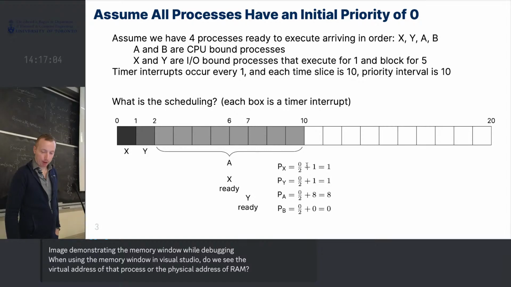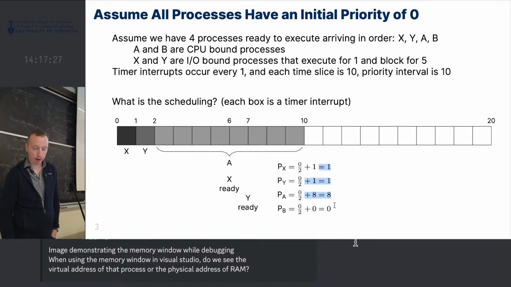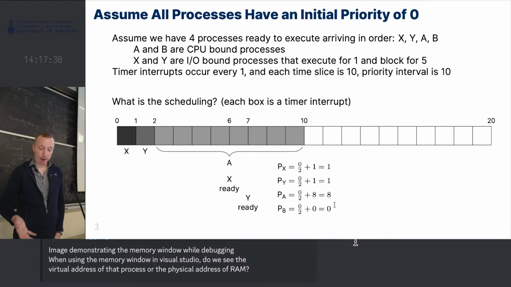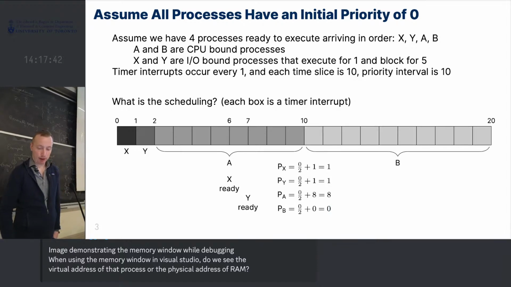And here is that showing that X is ready at time 6, Y is ready at time 7, and at time 10, we recalculate the priorities. All their initial priorities were 0, and then we just add a constant number with how long it actually executed for in the last time units. So process X executed for 1 time unit, process Y executed for 1 time unit, process A executed for 8 time units, and process B executed for 0 time units. So these are all the new priorities. Because process B now has the lowest priority over every other process, we would preempt process A, and we would just schedule process B, and it would fill up the whole time slice.